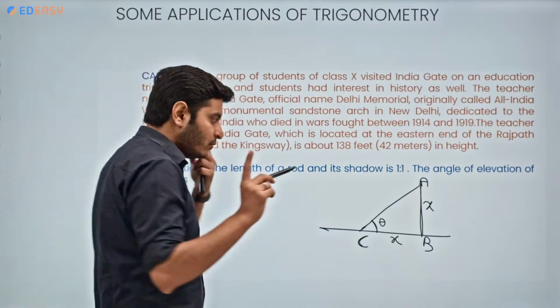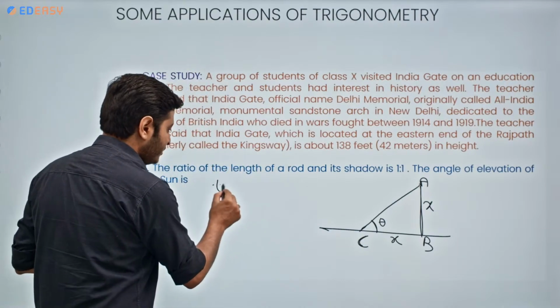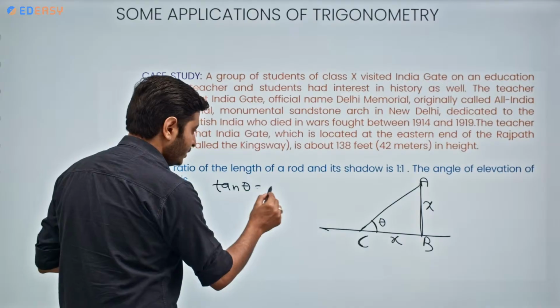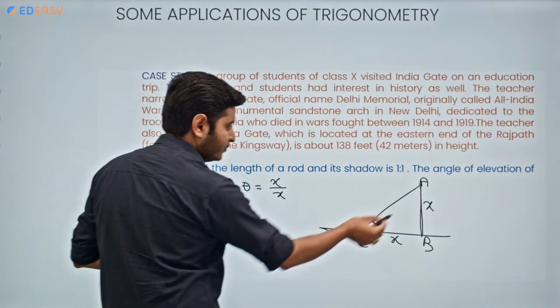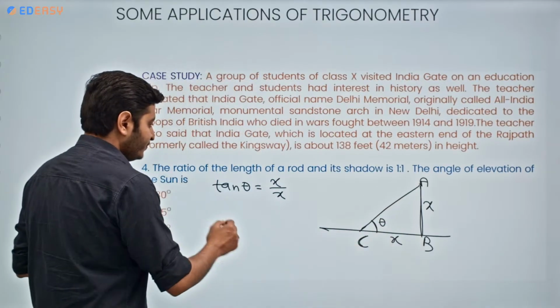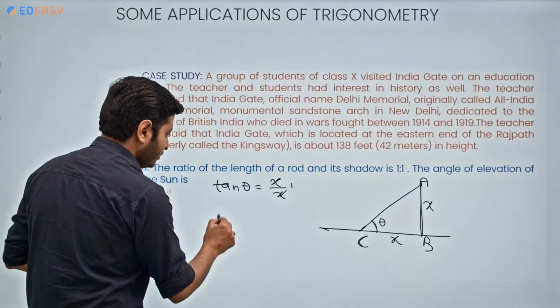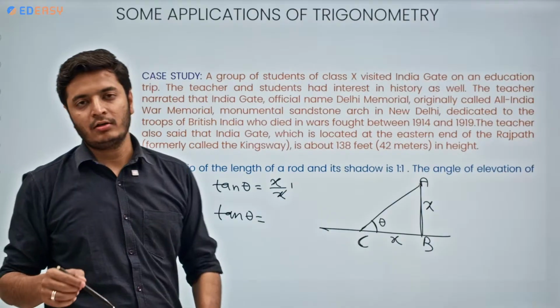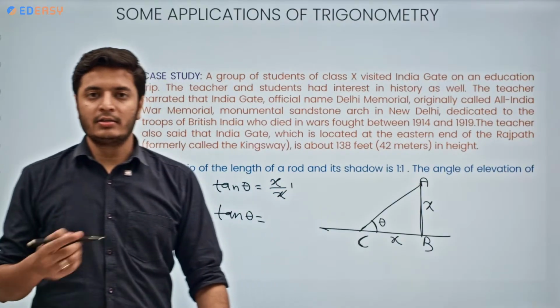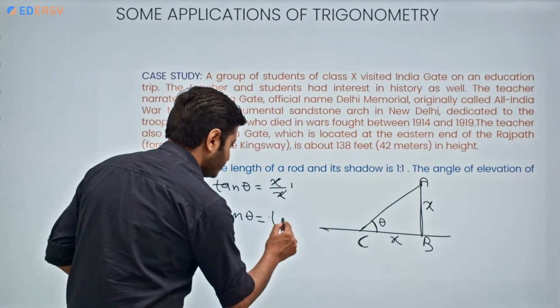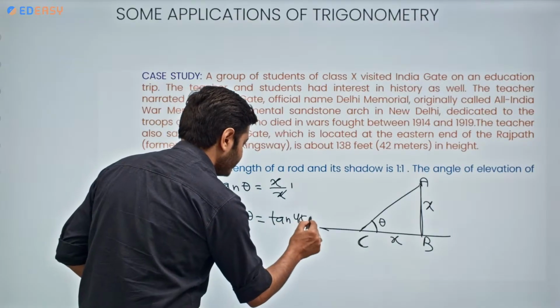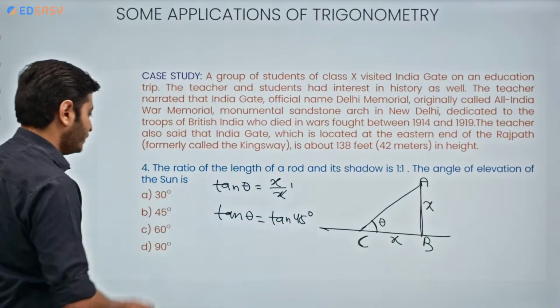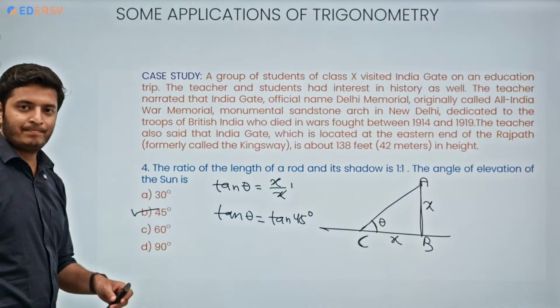What is the angle of elevation then? So tan theta is equal to x by x, right? Perpendicular by base is 1. Tan theta, for which value of theta is it 1? Tan 45 is 1. So tan theta is equal to tan 45 degrees. So theta is equal to 45 degrees. So the answer is option B.